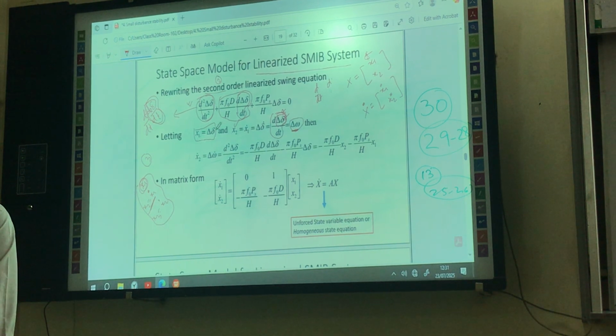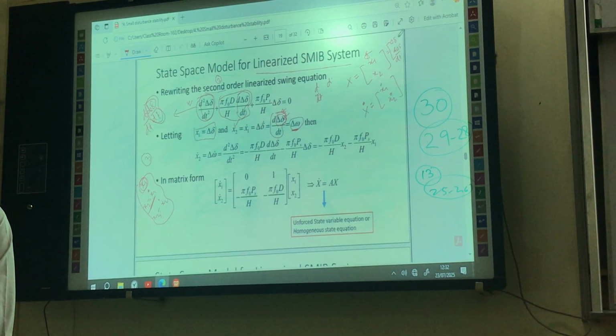Now this is your x1. Now we can write what is our x1? Del delta. And what is our x2? d del delta over dt. This is our x2. Now we also have to formulate the x dot, that is our x1 dot and x2 dot. We have already found the x1 dot, that is simply the x2. So now we have to calculate the x2 dot.